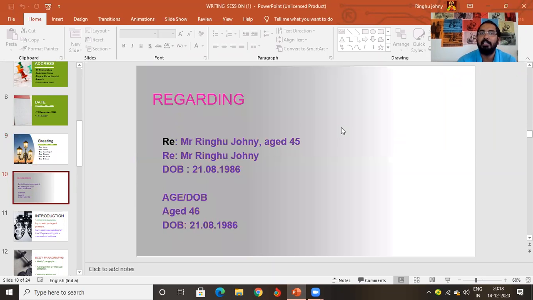Then comes the regarding line. So it's again Re, then you write Mr. Ringu Johnny, comma, aged 45 years. I have seen a lot of us writing 45 years. For the Malayalam speakers, I think it's still correct, but I was practicing it this way: aged 45. When you write 45 years, it means, in our language Malayalam, 45 varshangal ennaanu varunnathu.